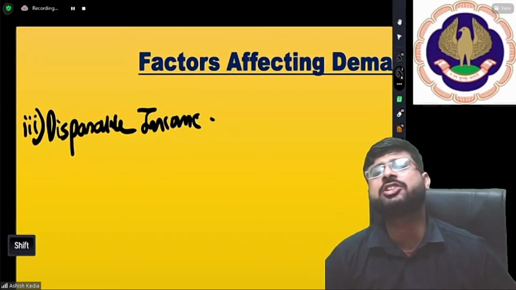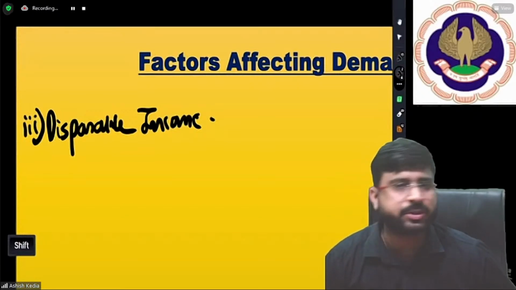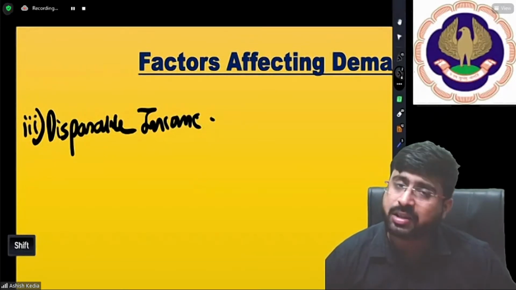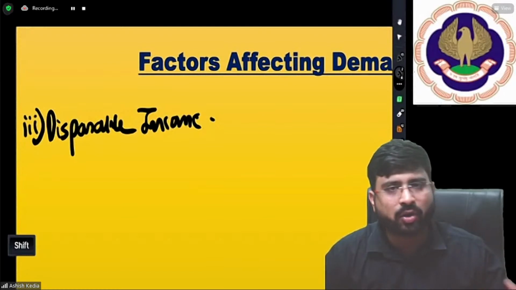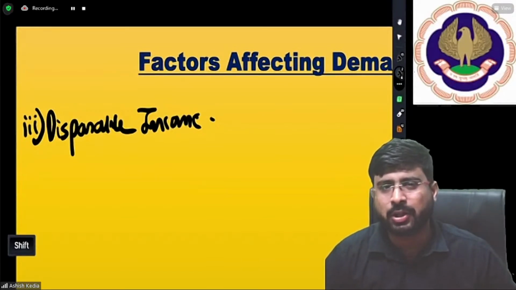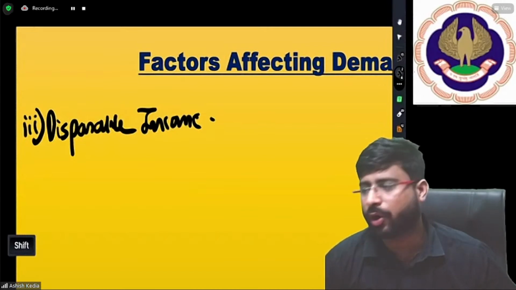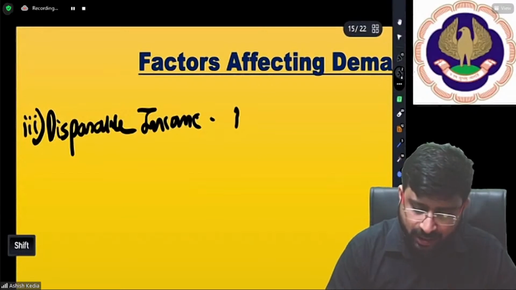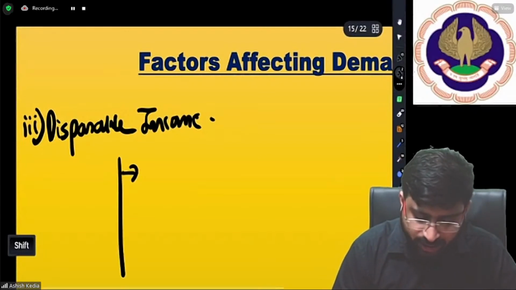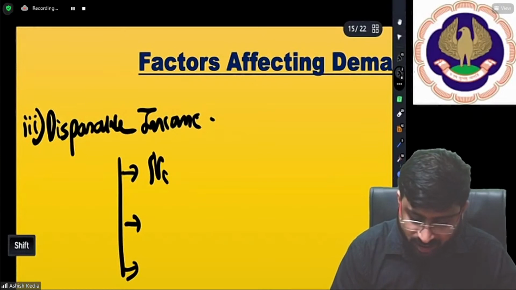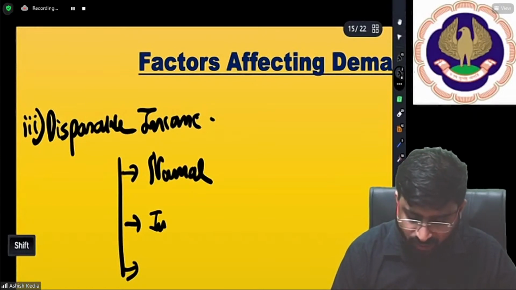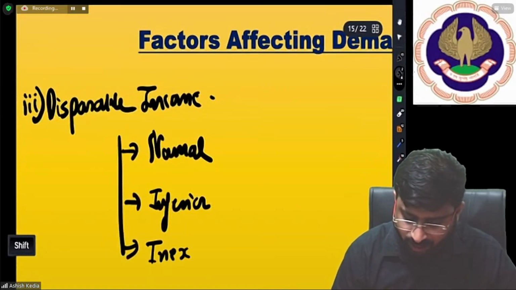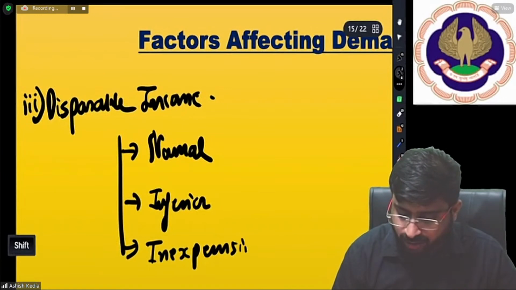So if the income is disposable, please pay attention. If the income is disposable in nature, that is, if you have a lot of income, what is happening? Think carefully. Here there are 3 kinds of commodities that we need to study. Is it a normal commodity? Is it an inferior, poor quality commodity? Or is it an inexpensive necessity? Because it will have different impacts on different commodities.